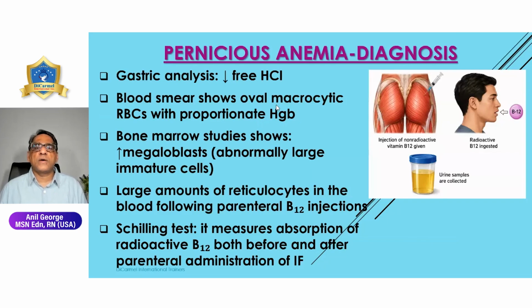Now, looking into the diagnosis, we have a long list of diagnostic tests listed here, which include gastric analysis that can exhibit a decrease in free HCl. Remember, we were talking about hypochlorhydria. The acidity level can be low. Blood smear shows oval macrocytic larger cells with proportional hemoglobin. Bone marrow studies show increased megaloblasts, abnormally large immature cells, and a large amount of reticulocytes in the blood following parenteral B12. Once they get the B12, RBCs can be produced normally, so there can be an increase in the reticulocyte count.